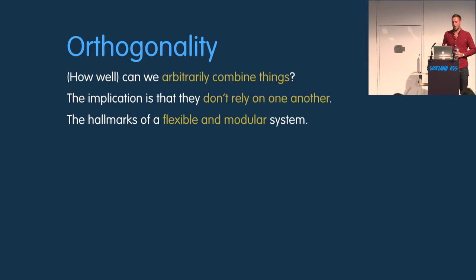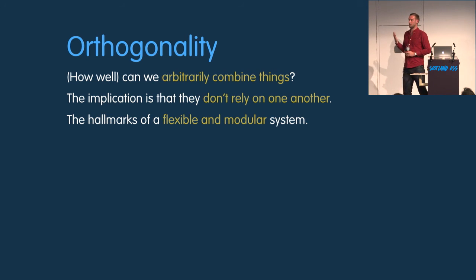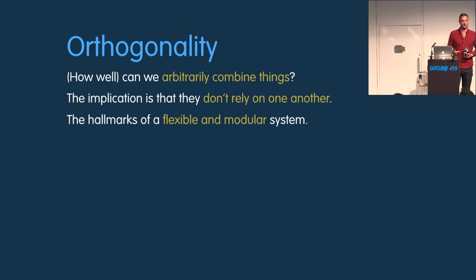So how well can we arbitrarily combine things? Can we arbitrarily combine them at all? If we can, the implication is they don't rely on one another. And this is a hallmark of a very flexible and modular system.